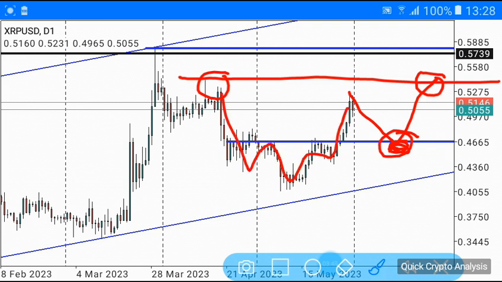Having said that, remember that we also have a lot of money stuck at that level in the form of liquidity, and liquidity represents money, as I say, and the market is likely to go to that level to grab that liquidity.